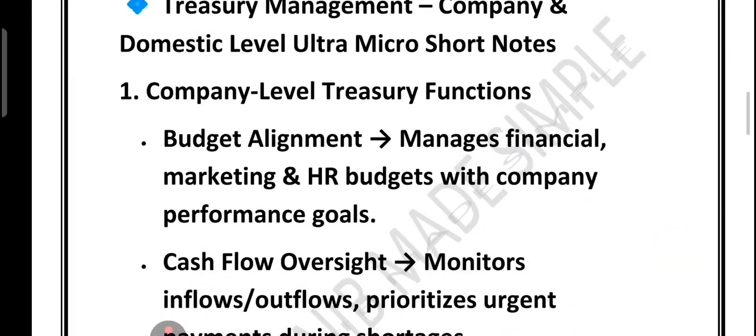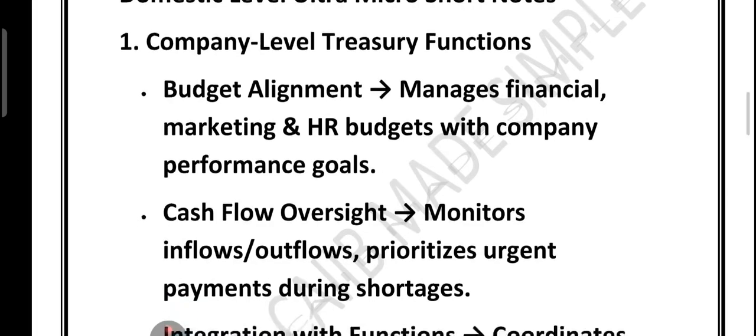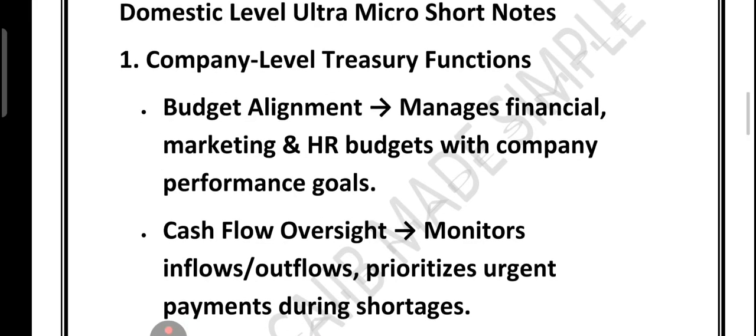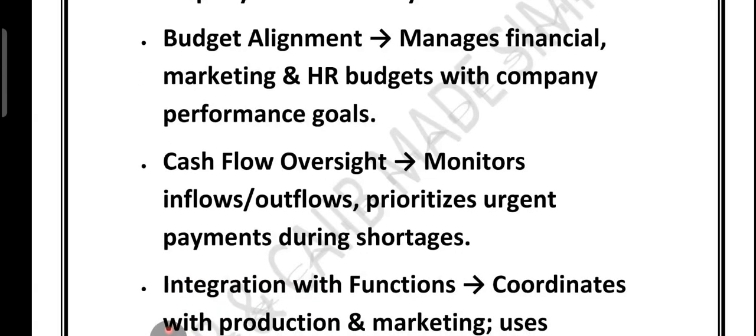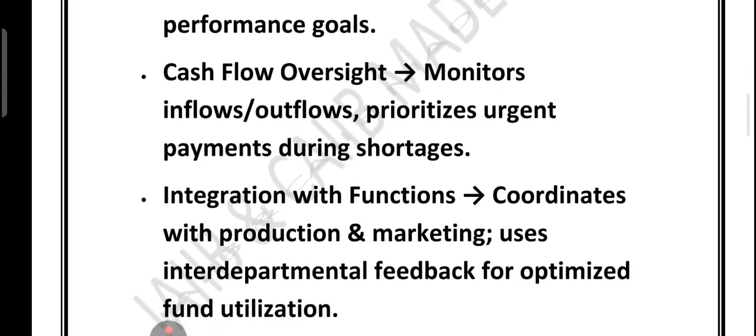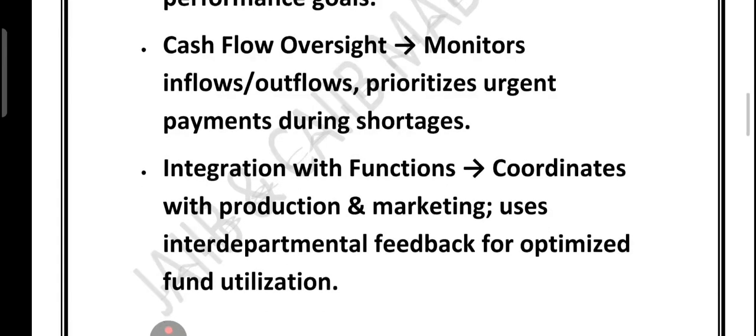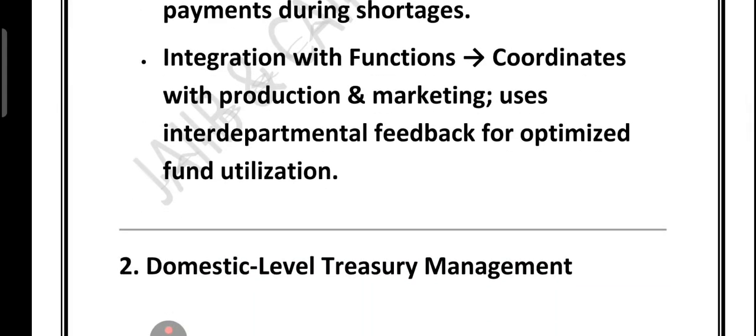Now friends, we will learn about treasury management at the company and domestic level. At the company level, treasury ensures that money flows efficiently and supports all operations like budget alignment. Treasury manages financial, marketing and HR budgets and ensures that they match the company's performance goals. Then treasury management constantly monitors the money coming in and money going out. During cash shortage, it prioritizes urgent payments to keep the operation running smoothly. And treasury works closely with production and the marketing team.